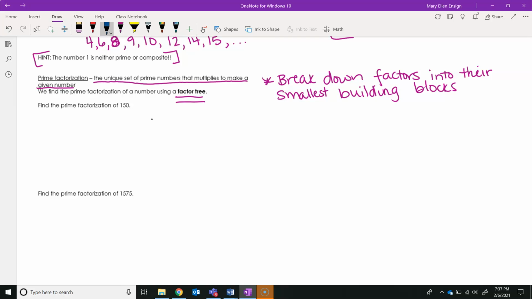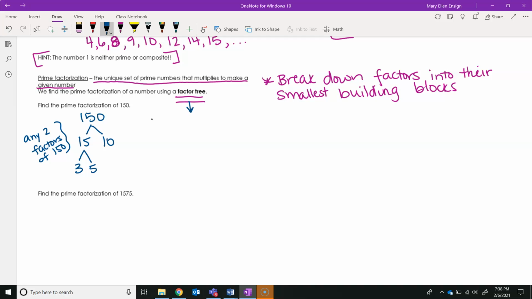So here's what we do. We're going to start with the number we want to find the prime factorization for, and we're going to split that up into any two factors of 150. Okay, I don't care what it is, but that's what's going to go here. So I might say, okay, I know 15 times 10 is 150. You can use your calculator to divide until you find a pair of factors. Now I break each of these down further. So how can I break 15 down? Well, it's 3 times 5.